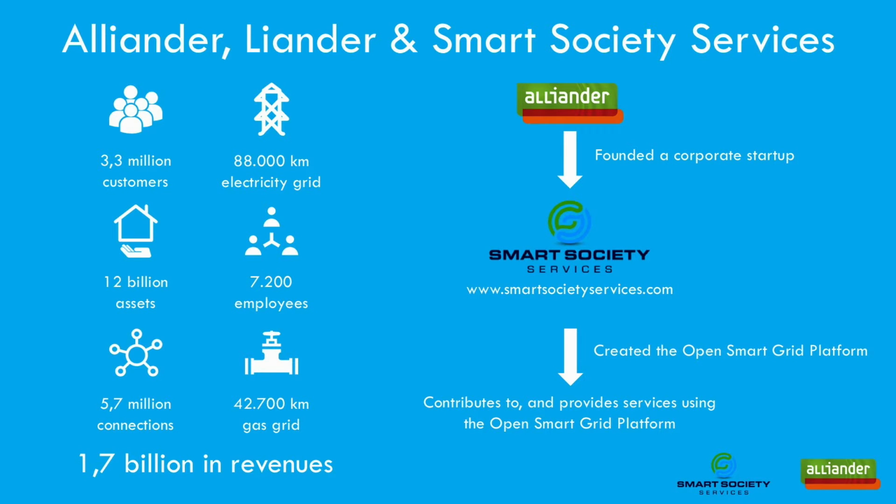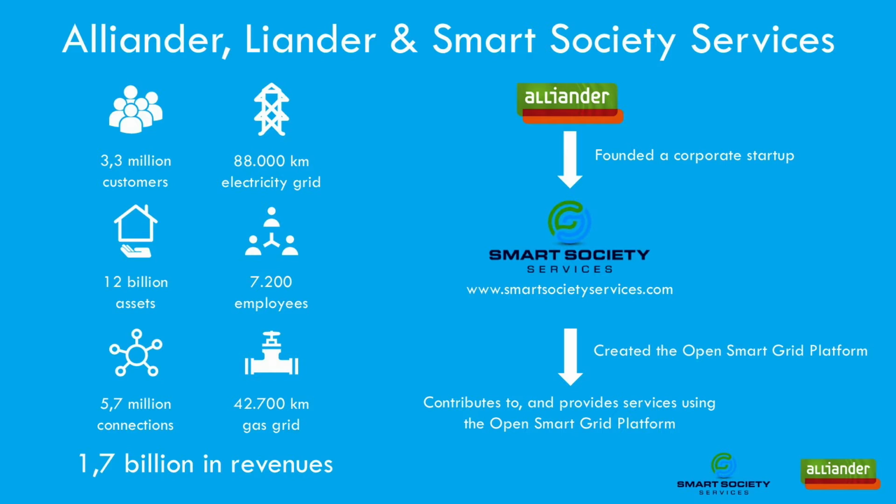Alliander provides reliable, affordable, and accessible energy transportation and distribution in a large part of the Netherlands. Alliander consists of a group of companies, among them Liander and Smart Society Services. Together, these companies have leading expertise in energy networks, energy technology, and technical innovations.